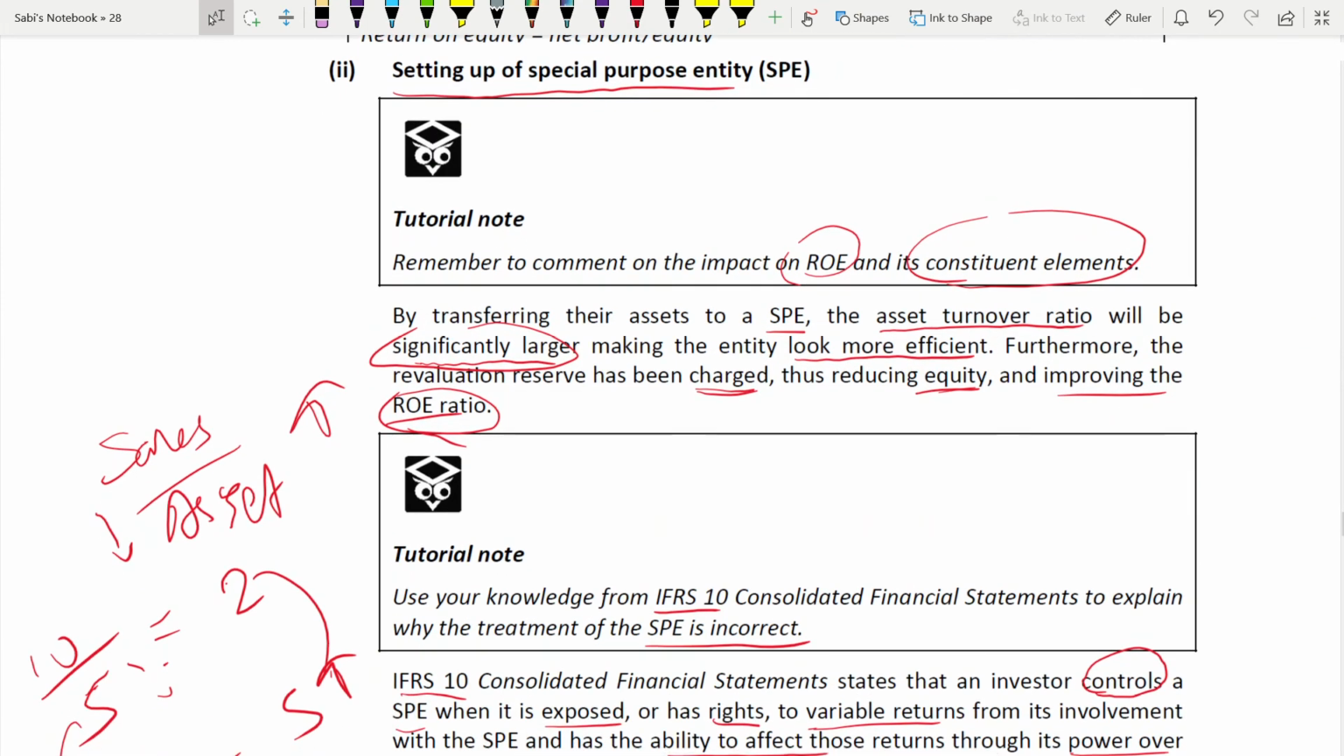So when you're transferring that, that means your asset will reduce. So when you're reducing your asset, your ROE will increase. So you have to eliminate that increase in ROE. That's why you are reversing it. So rather than deducting, you are now adding it.